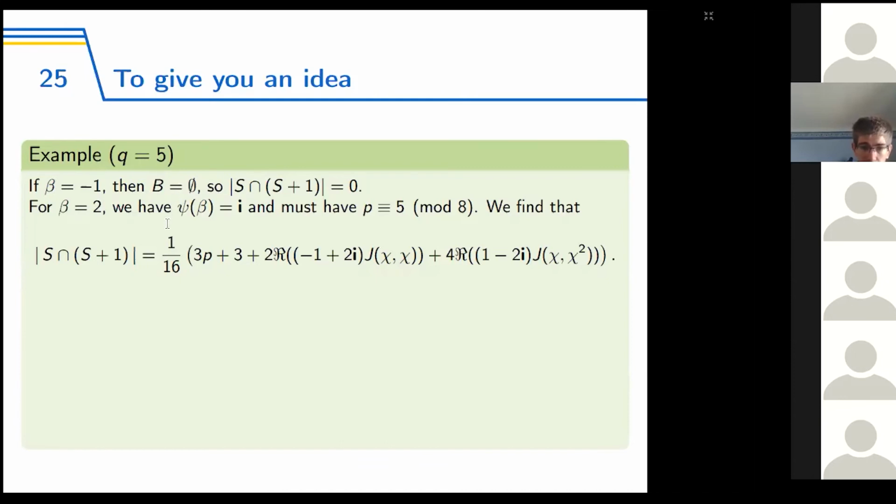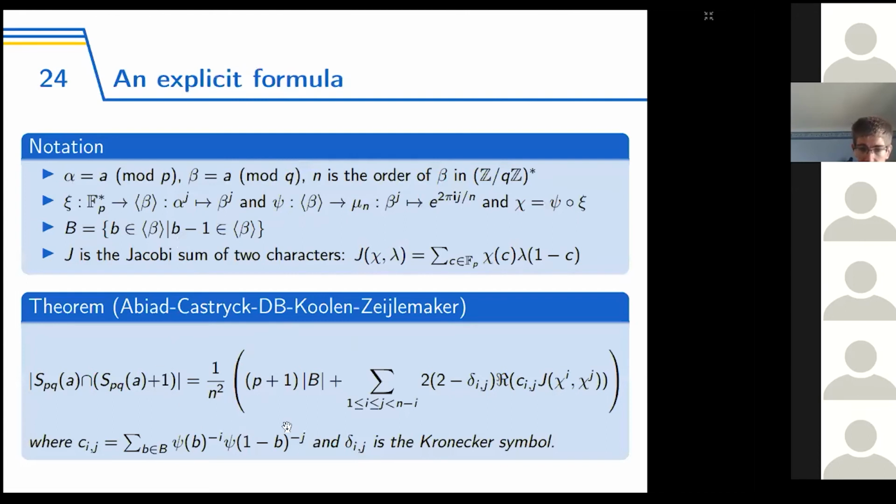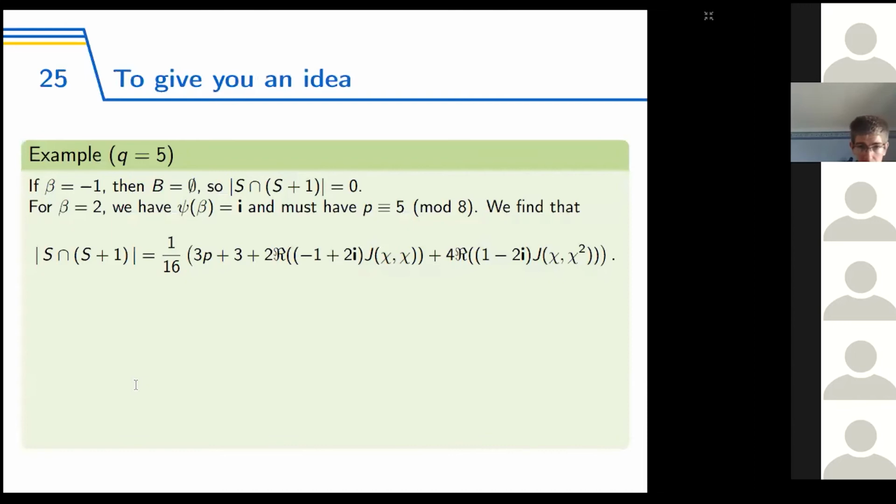So you are guaranteed that this thing is 0, because B is empty and this sum is empty. So all these Cij's are also 0. So the whole thing is 0 immediately. So that's a strong result already.